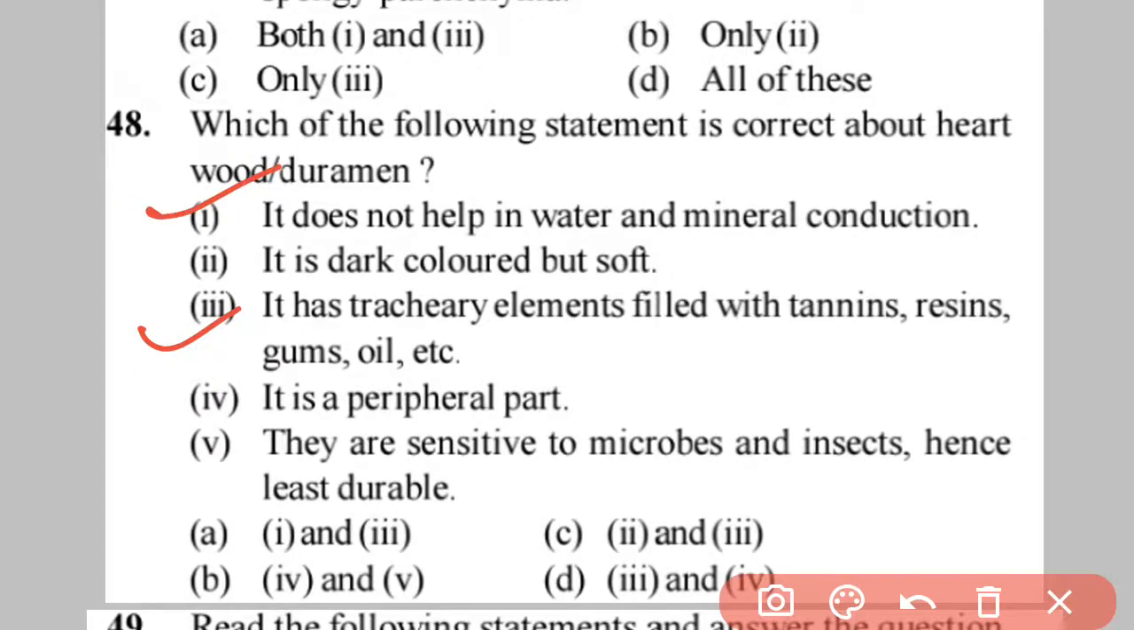So let's check the fourth and fifth one. Fourth one is, it is a peripheral part. No, it is not a peripheral part, so it is also wrong. The fifth one is, they are sensitive to microbes and insects, hence least durable. No, they are not sensitive to microbes and insects. So you can see in this question only the first and third statements are correct. So the correct answer for this question is option A, first and third statements. Okay, let's move on to the next question.